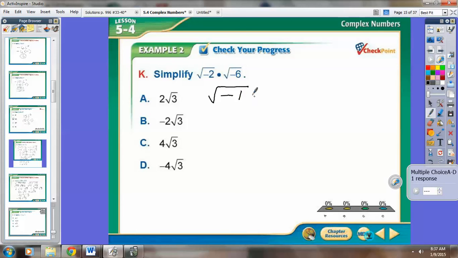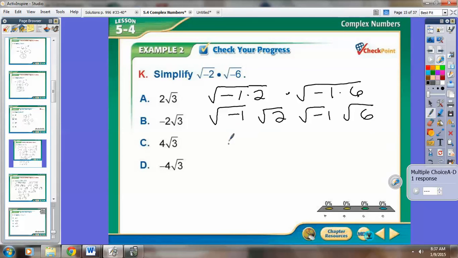We have -1 times 2 in the first square root. In the second square root, I'll break that down and say -1 times 6. Use our product property to break the square root down again. i square root of 2 times i square root of 6. i times i is i squared. 2 times 6 is 12. Now I can't leave it at square root of 12 because there is a number that goes into 12 that's a perfect square. Of course, that's 4 and 3.